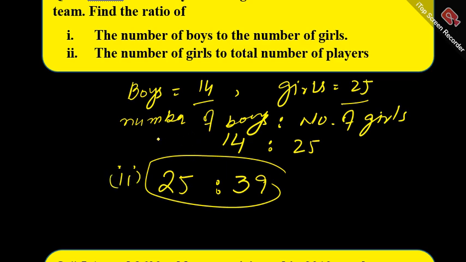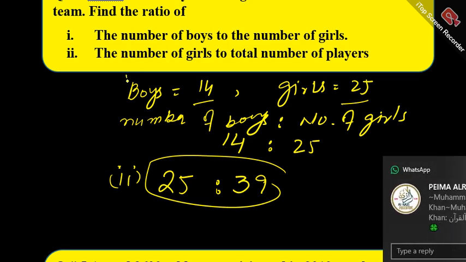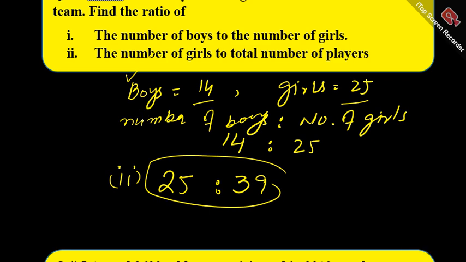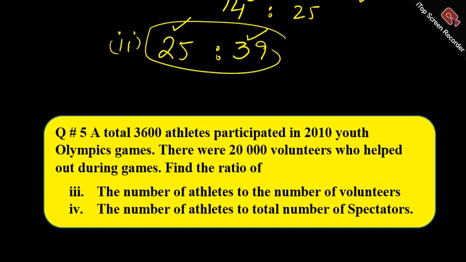Just keep one thing in your mind: whenever you write ratios, always write the first value that is asked or given to you in an orderly manner. Means the first value, the number of girls, is always written first, and the second value, the total number of players, is written second, after the ratio sign. So quite easy. Okay, come to the next question.